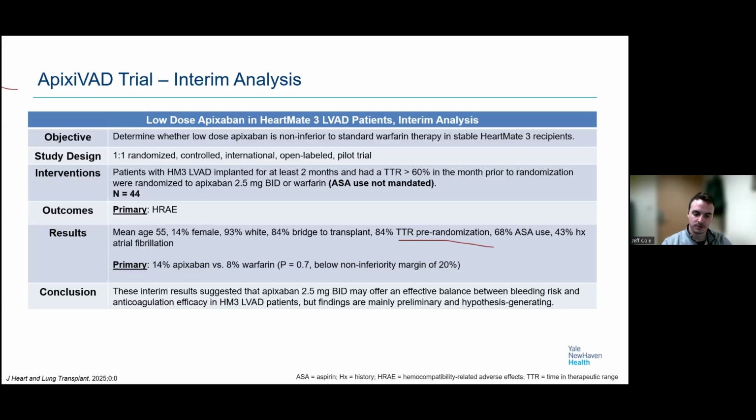So these interim results suggested that apixaban 2.5 twice a day could offer an effective balance between bleeding risk and anticoagulation efficacy in HeartMate 3 LVAD patients, but these are mainly preliminary and hypothesis generating. This is also an interim analysis. As I was reading it, it's stamped in front that it's interim.